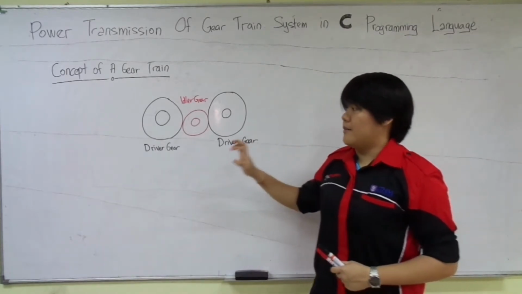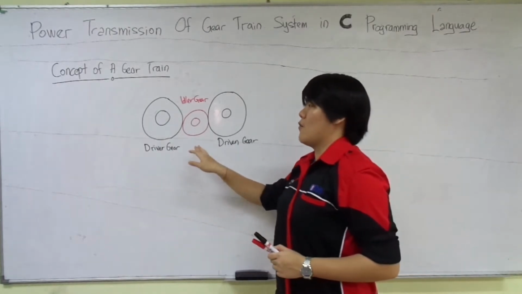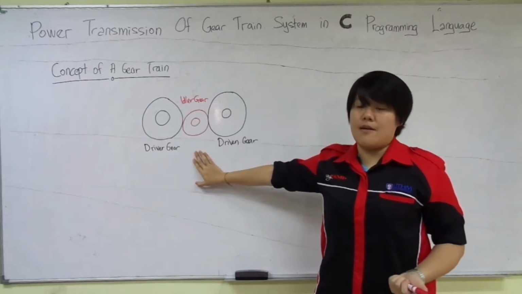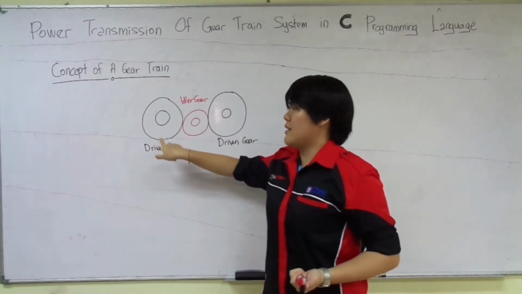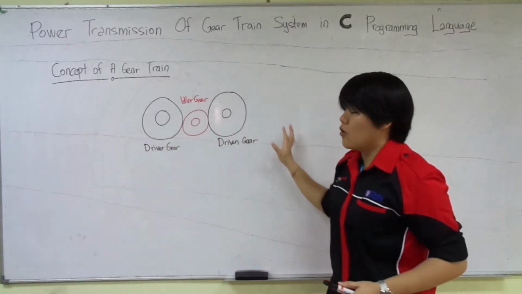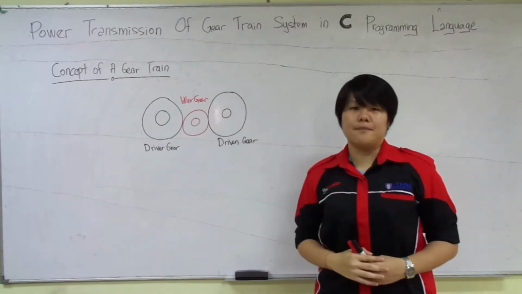So, in gear train systems, it doesn't matter how many gears we can add in between. For example, it can be odd number and even number. As long as the number of teeth in each gear is known, we can determine the overall torque of this system, which is required to move the overall mechanism.